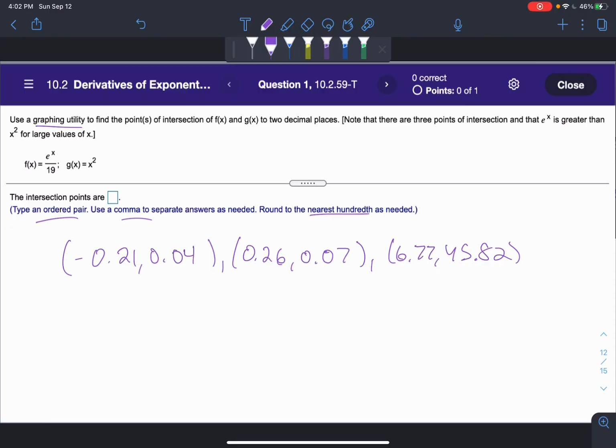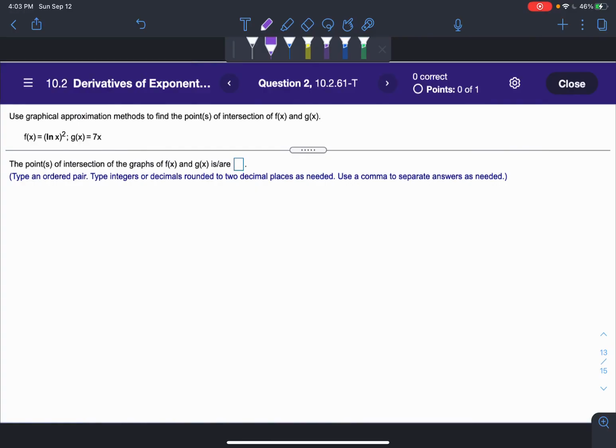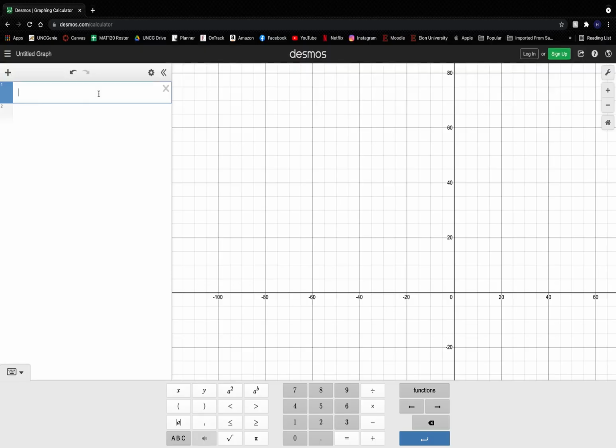All right, so now let's look at the next one that's, I think, similar, right? Points of intersection of these 2. So let's hop over to Desmos again. Now we have the function natural log of x, all that squared. So you can just go into functions, miscellaneous, and then natural log should be right here. Type in your x, and then just be careful that the x or the squared is acting on the entire function.